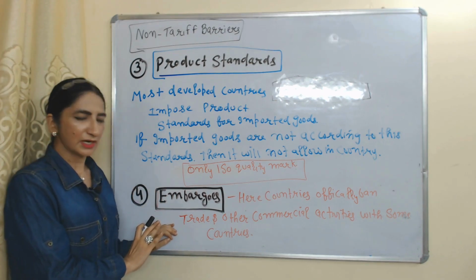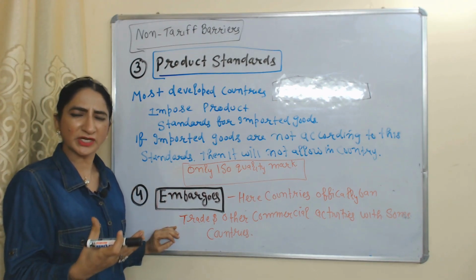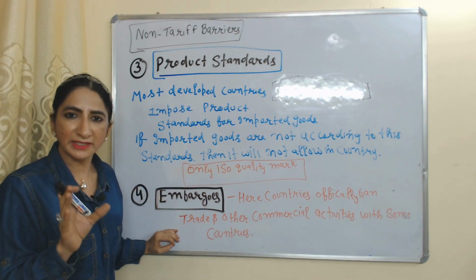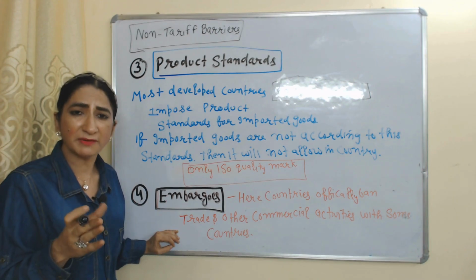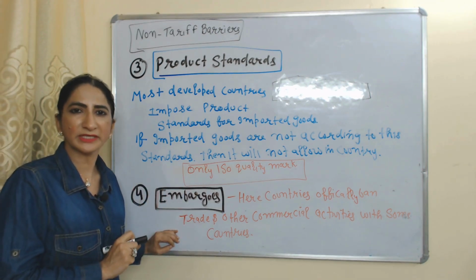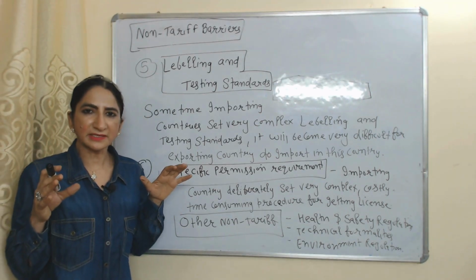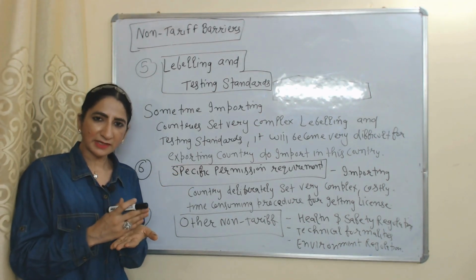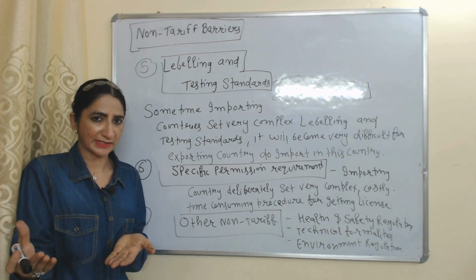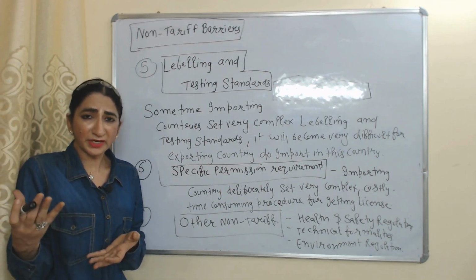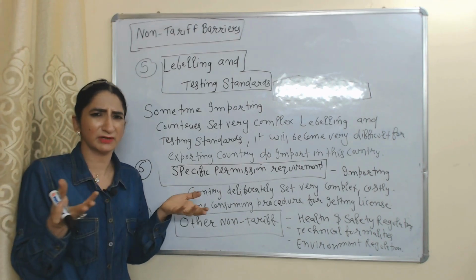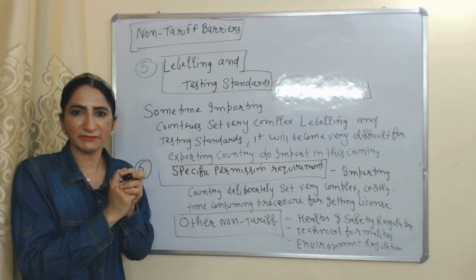Next is embargoes. Under embargo, countries officially ban trade and other commercial activities with some countries, and it works as a non-tariff barrier. Next is labeling and testing standard. Sometimes importing countries set very complex labeling and testing standards. As a result, it becomes very difficult for the exporting country to export to this country, so they will not, and it works as a non-tariff barrier.